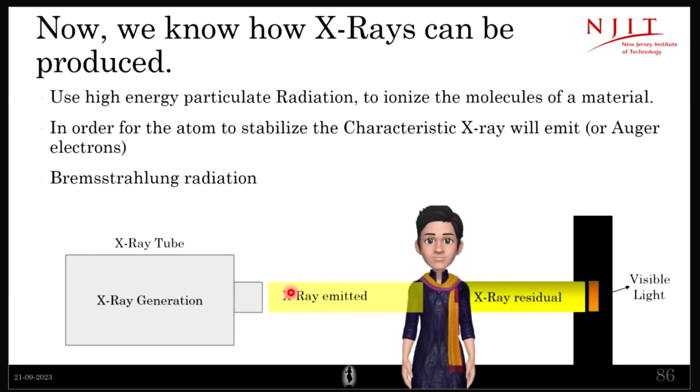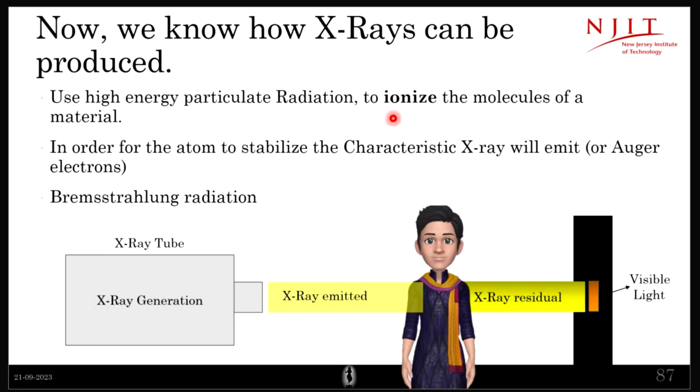Okay, so now we know how X-rays can be produced. That is, use high energy particulate radiation or electron beams to ionize the molecules of a material. I have not talked about ionization. Let me just quickly discuss that.